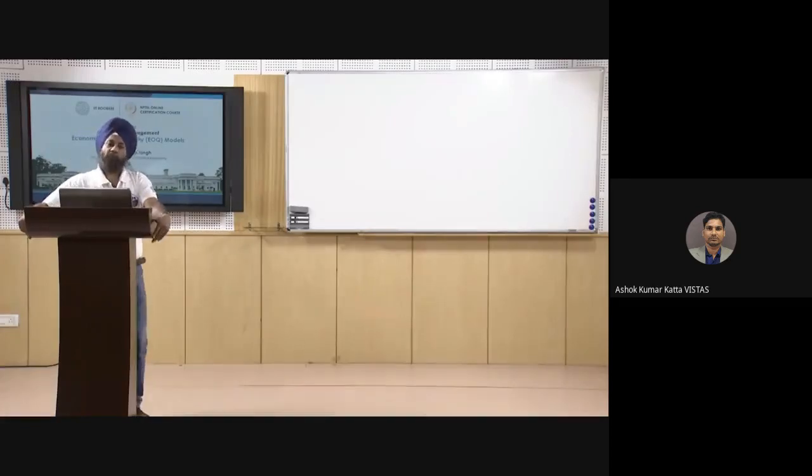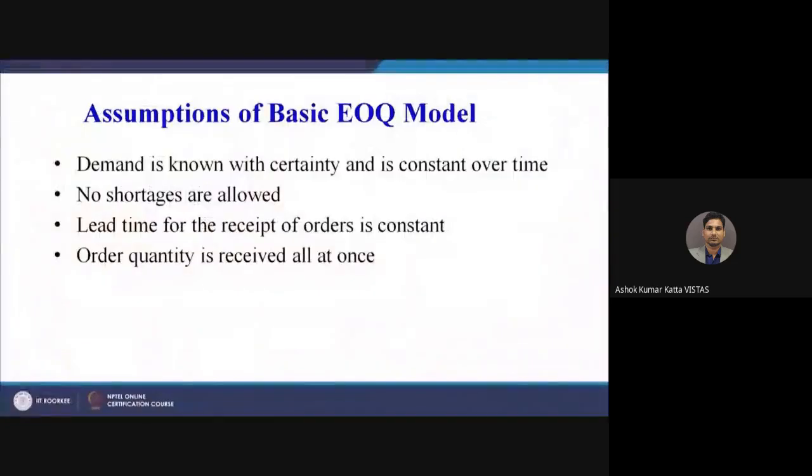Now, before this model is explained with the help of a diagram, let us see what the assumptions of the economic order quantity model are. These assumptions have to be kept in mind, because these are the assumptions based on which the model has been developed, or the equations have been developed. So first is that the demand is known with certainty and is constant over time.